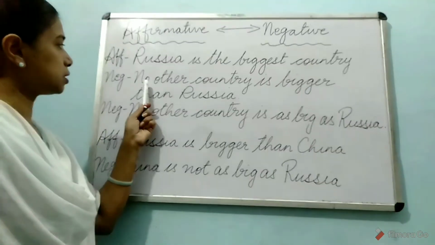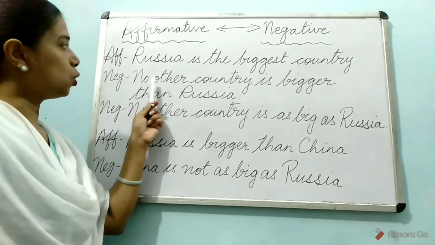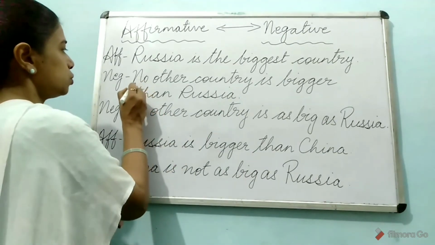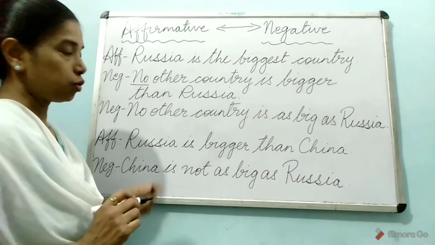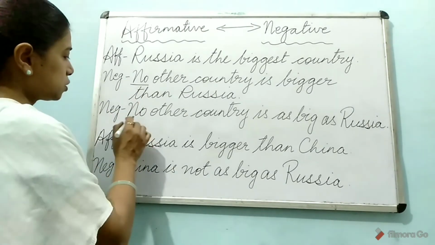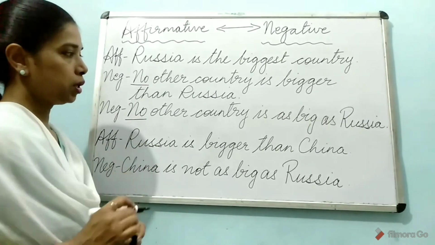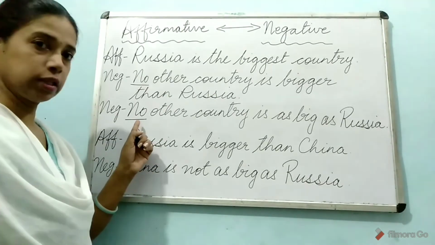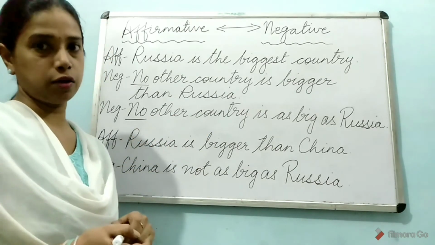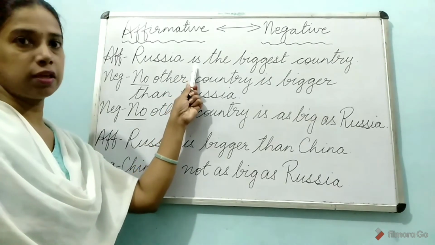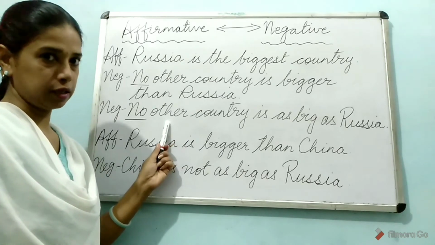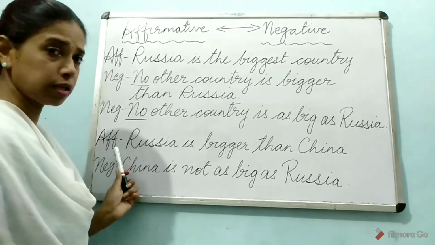Your negative sentence in the comparative degree can be, no other country is bigger than Russia. So here you have used no other. No has made the sentence negative. Then your positive sentence also is beginning with no. So the positive degree is also in the negative form. No other country is as big as Russia. So the superlative form is in the affirmative and the comparative and positive degree can be changed into the negative sentence.